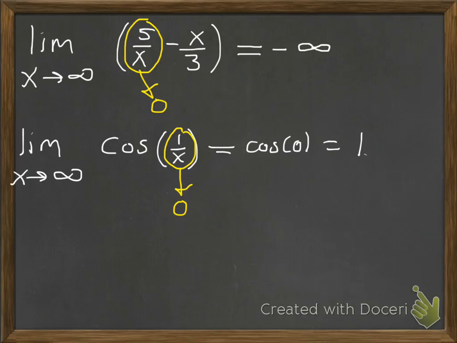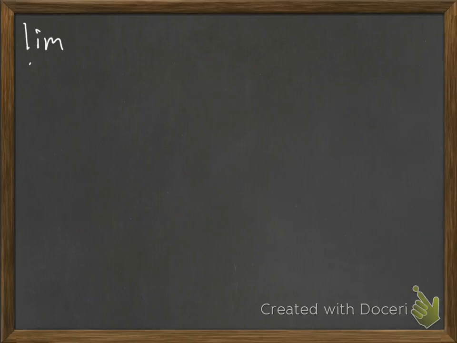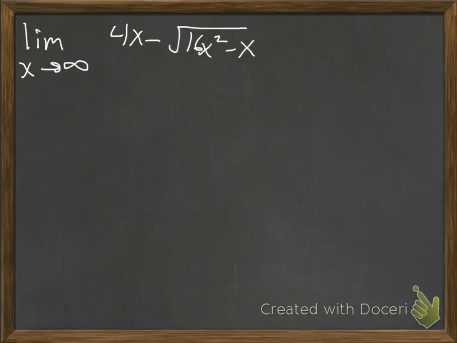Alright, so I got one more good example for you. It looks kind of crazy when you first see it. So let's see what we got here. So we got the limit as x goes to infinity of 4x minus square root 16x squared minus x. And I'm going to say this is indeterminate form because if I imagine large numbers, 4 times a large number minus the square root of 16 times a large number squared minus a large number, I don't know what it is. I really don't. So we have to do some algebra.